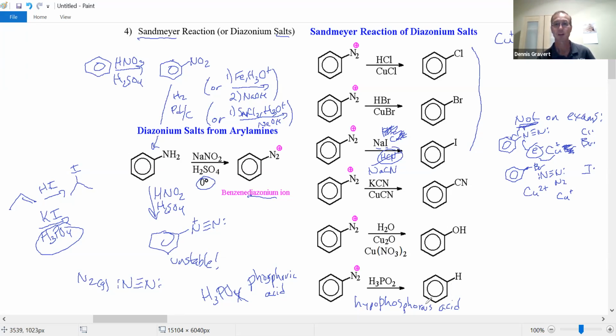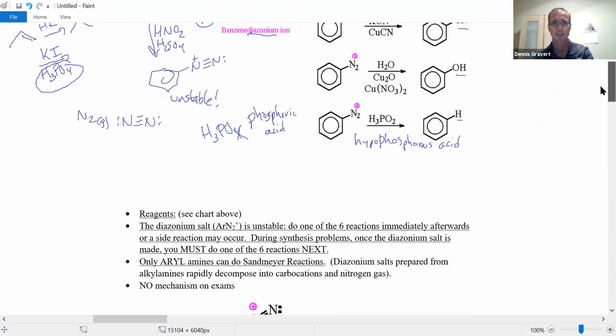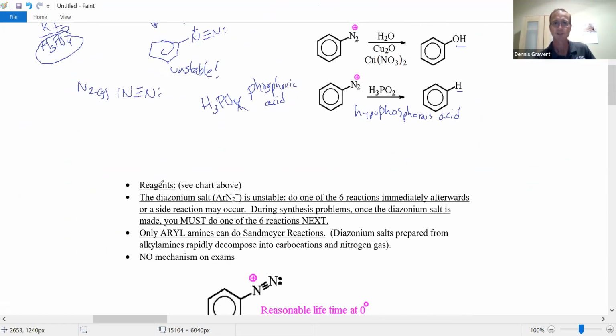Cool. Okay, so you need to know these 6 reagents of the Sandmeyer reaction. Put on either one of the halides or a nitrile group, an alcohol group, or just put the hydrogen back in place. You don't need to know the mechanisms. Yes, so know your reagents. A warning again, once you form the diazonium salt, you have to do one of the 6 reactions immediately. Yeah, you must do one of the 6 reactions next.